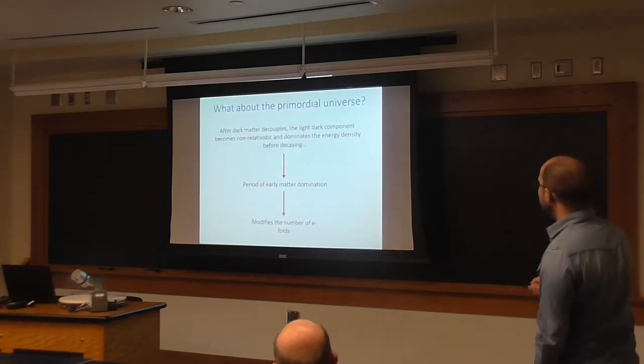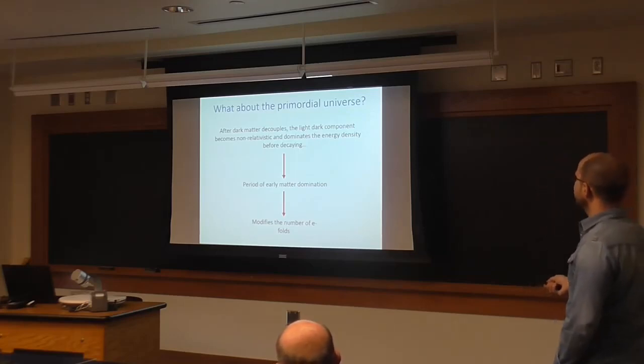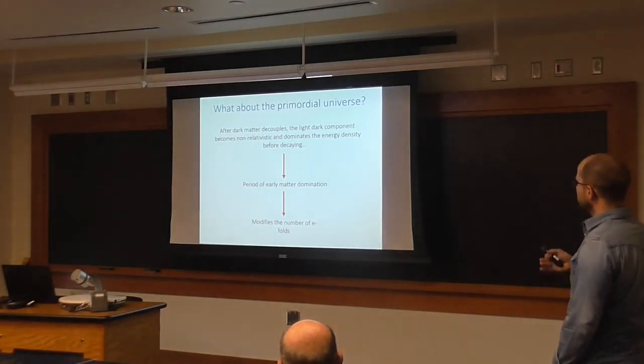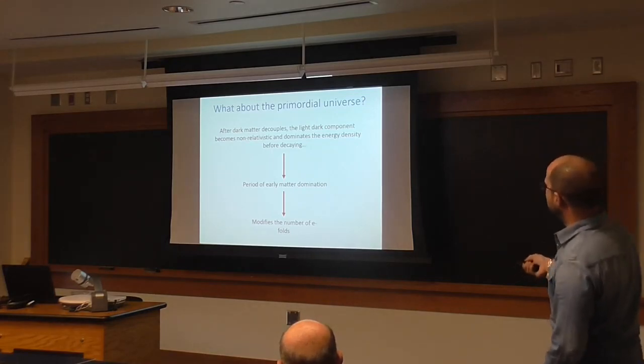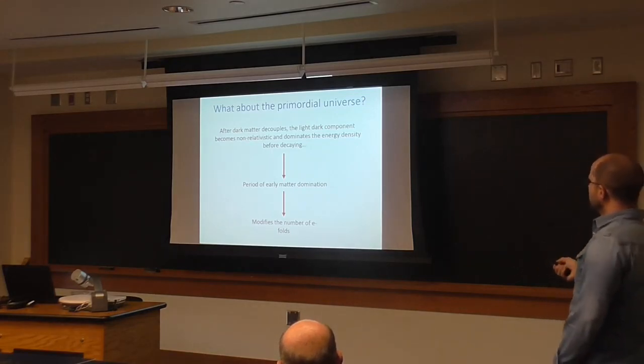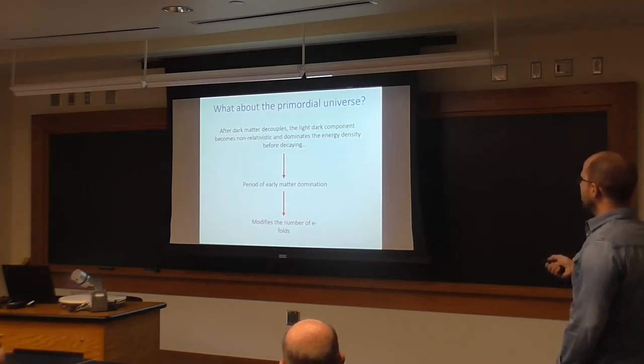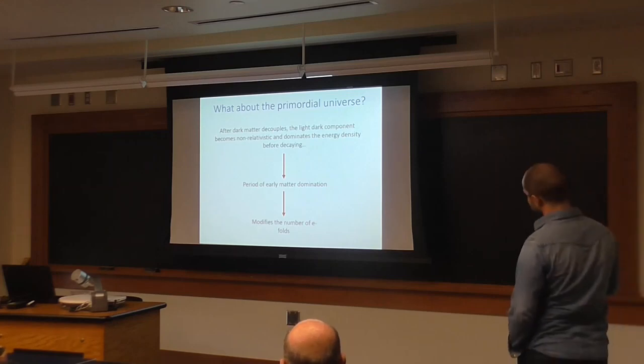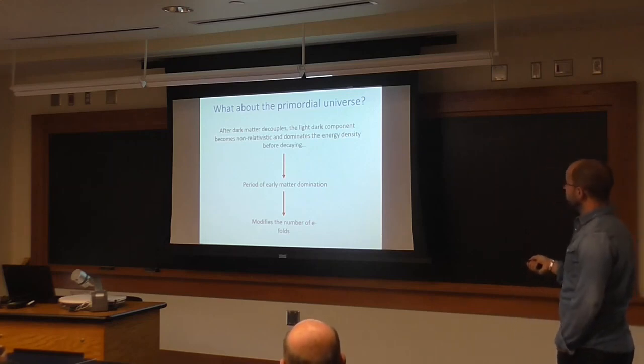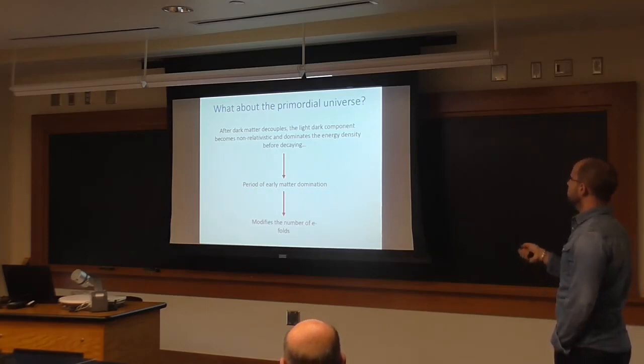Now, as I mentioned, you're not free to choose whatever number of e-folds you want. In this model, we have specified everything from the inflation time to the present day in terms of cosmology. So in principle, given a certain model, you can know exactly what happens. You know you can have certain e-folds of inflation. We know that there is this slight dark component which becomes non-relativistic and comes to dominate the energy density of the universe at some point. So we have a period of early matter domination. And all this together, in principle, modifies the number of e-folds that you need for inflation.